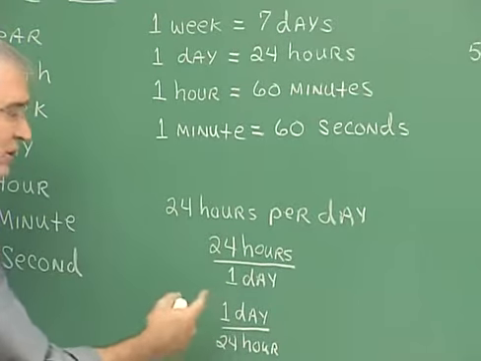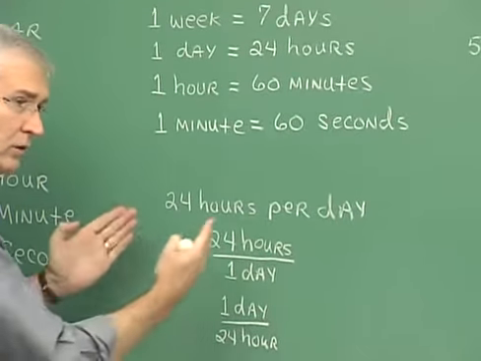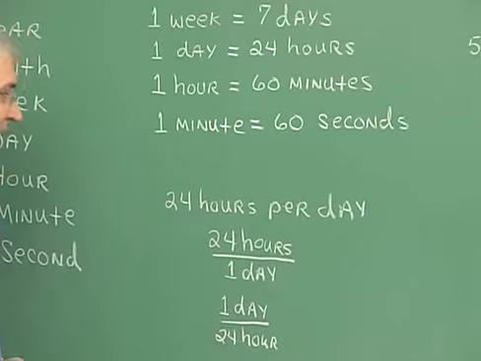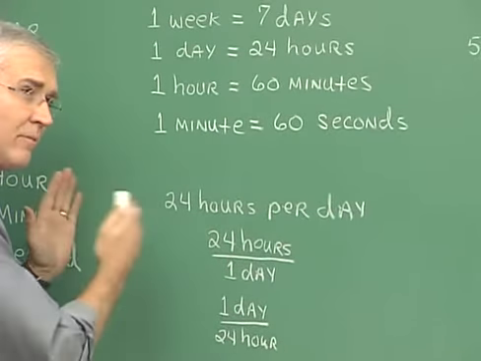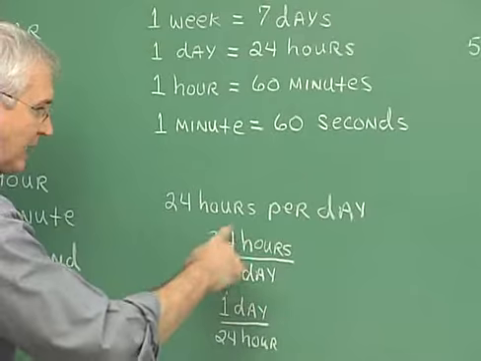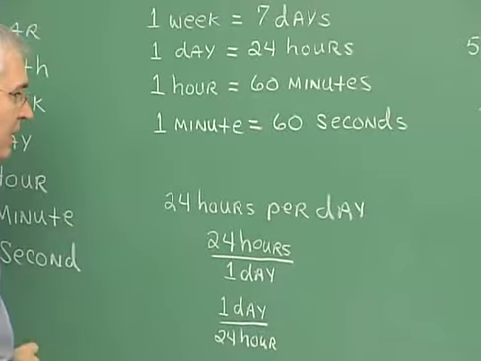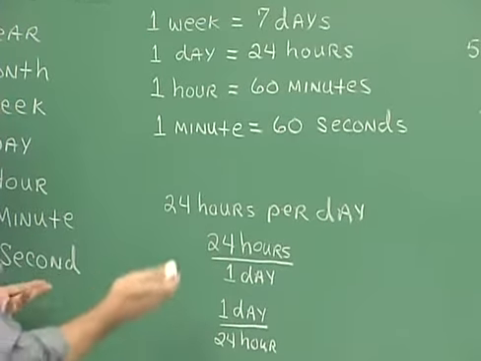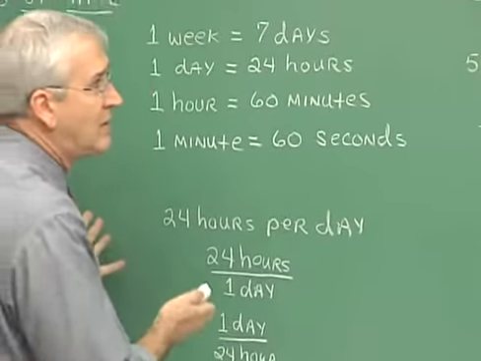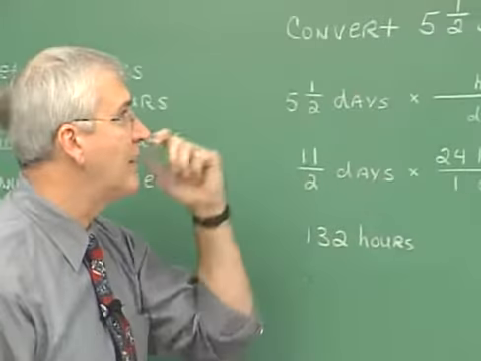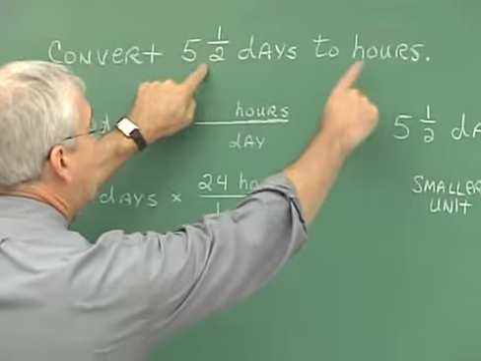And these fractions are simply equal to 1, so in multiplying by them, we're not changing the value of the item that we started with. We can multiply something times this and get an equivalent amount. Well, at any rate, using that idea as a backdrop, we can convert 5.5 days into hours. 5.5 days to hours.